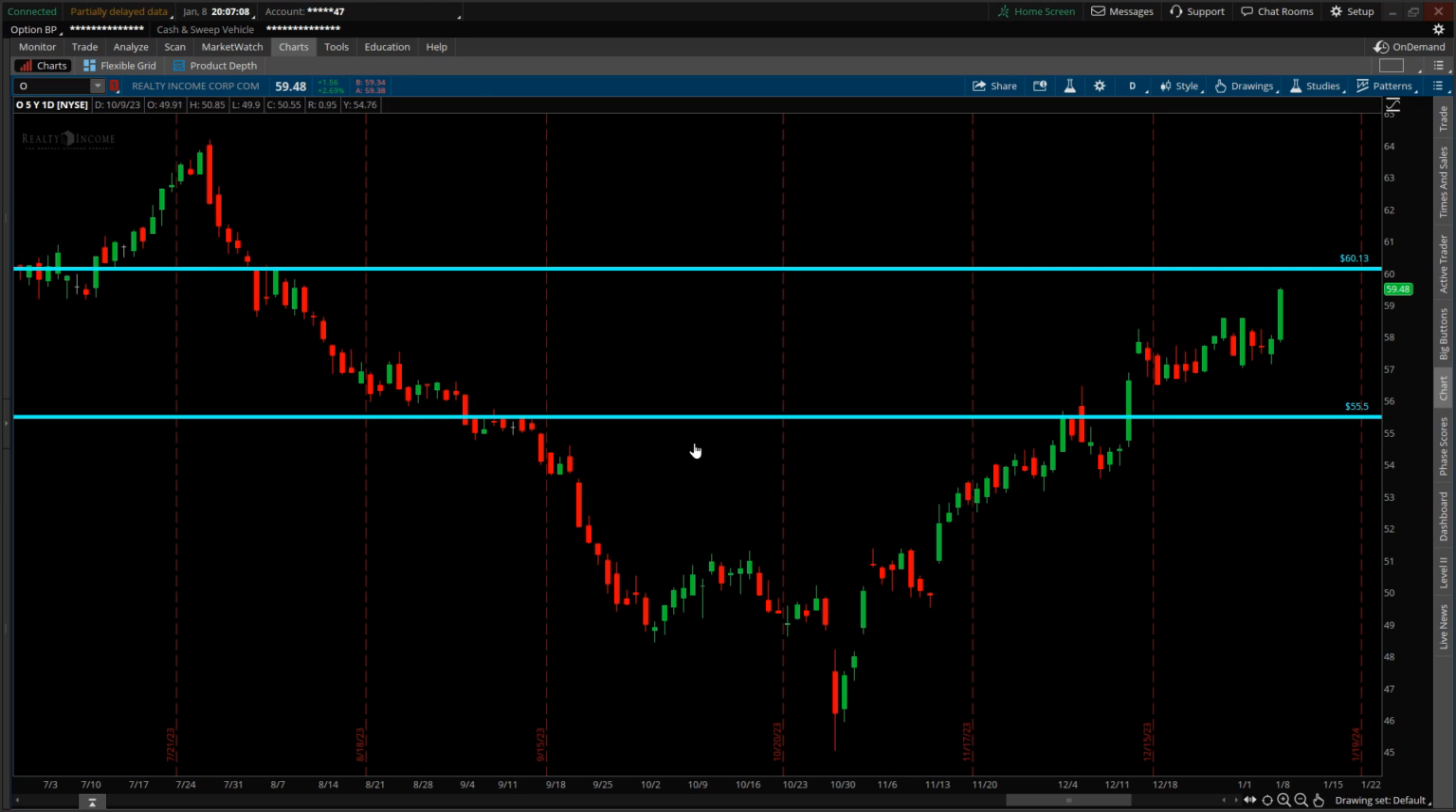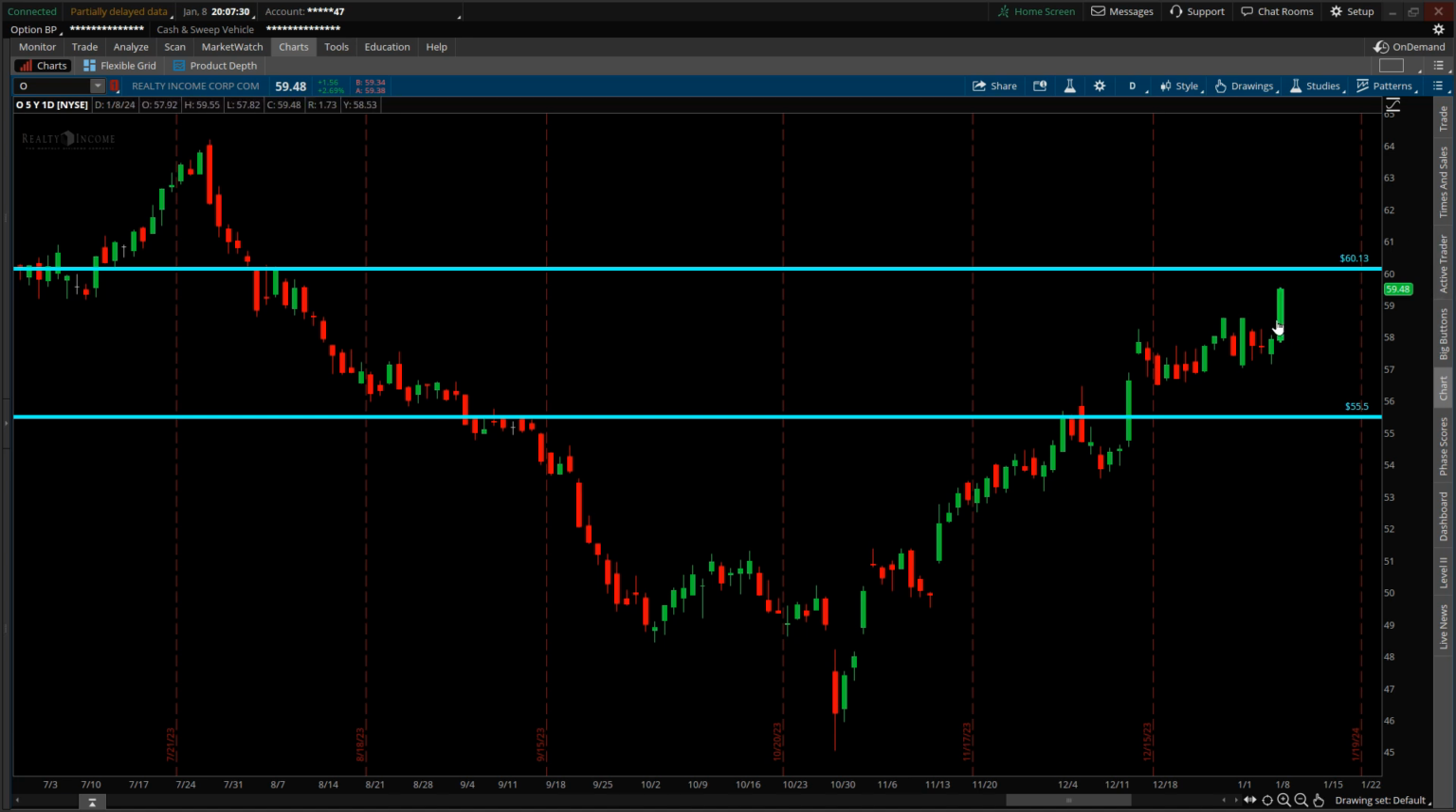Today's Monday, January 8th, and the stock market has been closed for about 4 hours now. But this is a trade review of a position I took earlier today involving Realty Income Corp, ticker symbol O. And as of today's closing price, the stock ended at $59.48, and for the trading session, it was up $1.56.